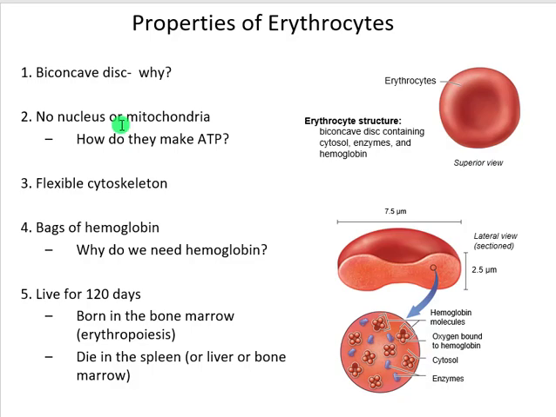This is weird, right? Every cell that y'all have seen so far has a nucleus, and they've got mitochondria in there. Mitochondria, remember, is the organelle that makes ATP. And so, well, why is that? And the reason is this. The reason is that red blood cells are the guys that are going to carry oxygen.